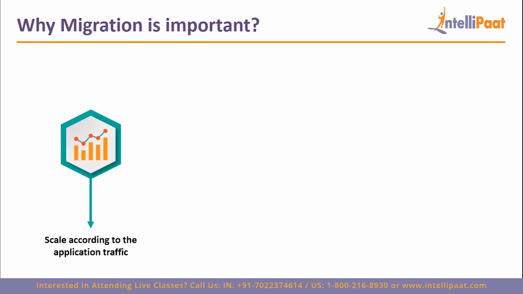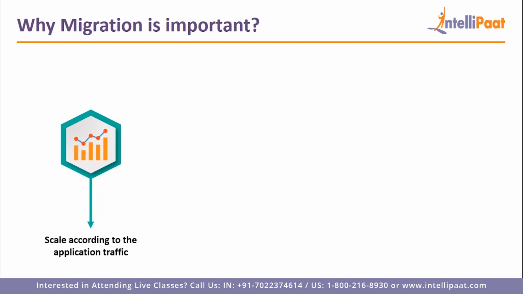So the first thing is scale according to the application traffic. When you move to a cloud provider, you can enable scaling groups. For example, if you have 1,000 customers every day and you have 10 servers for it, 10 servers can accommodate 1000 customers. But suddenly on a particular day, you offer discounts and there are 10,000 customers on your site. Right now, 10 servers cannot manage all the 10,000 customers' traffic. What do you do? You can just enable auto scaling in your cloud provider or in AWS.